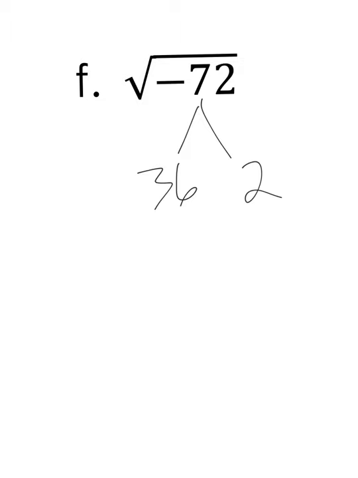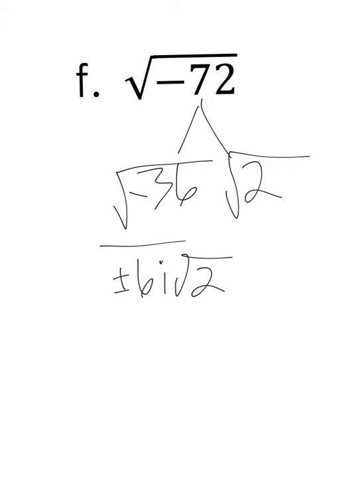So one of these numbers needs to be negative since it was a negative 72. So I just put the negative on the one that you can take the square root of, because when I take the square root of negative 36, that's just plus or minus 6i, because the square root of 36 is plus or minus 6, so you throw the i by it. The square root of 2, that's where the decimal is coming from. So it's not going to simplify beyond that.